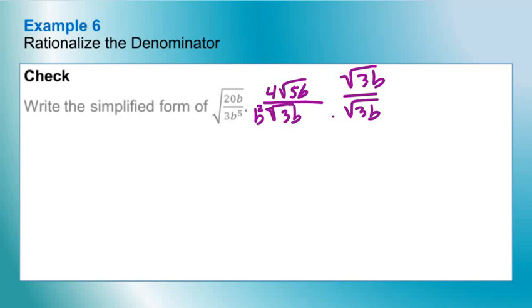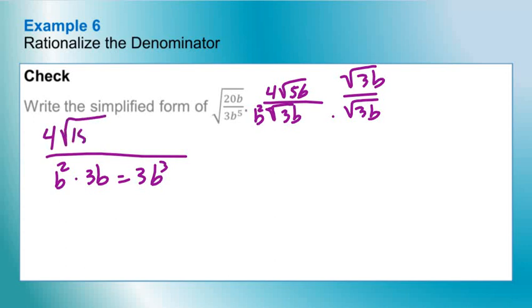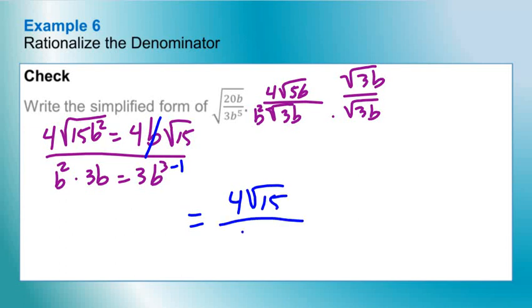I now have in the denominator b squared times 3b, which will give me 3b to the third. And in the numerator, I would have 4 times the square root of 15b squared. Square root of b squared is b, so this would be 4b square root of 15. Simplify, I can take a b away here, take 1 away there. Final answer should be 4 square root of 15 all over 3b squared.